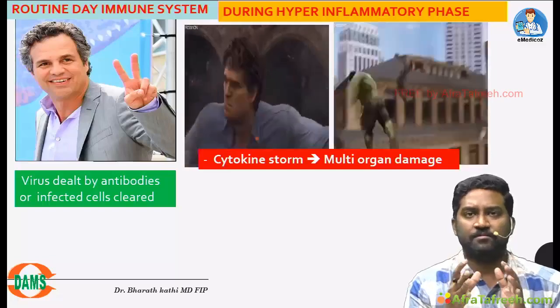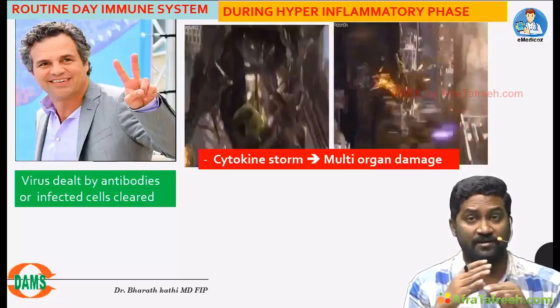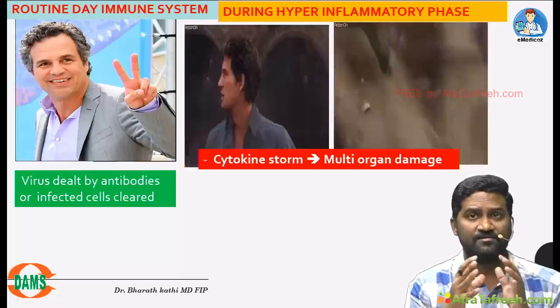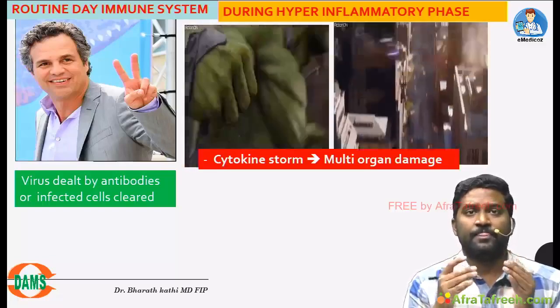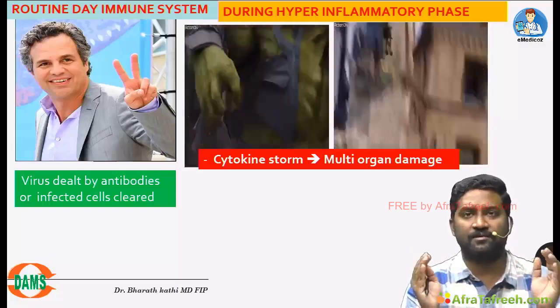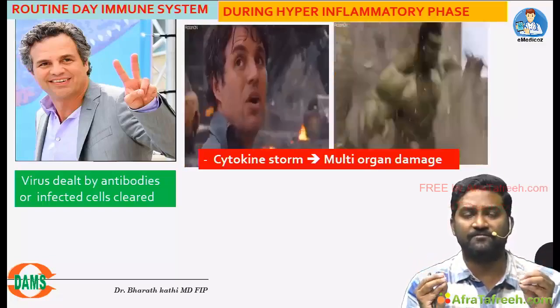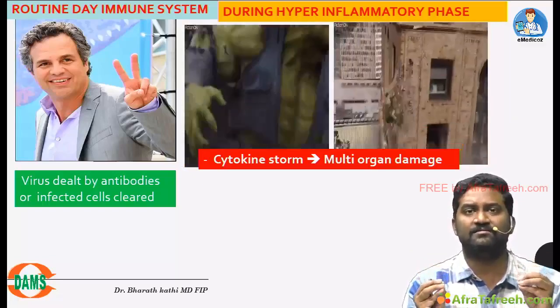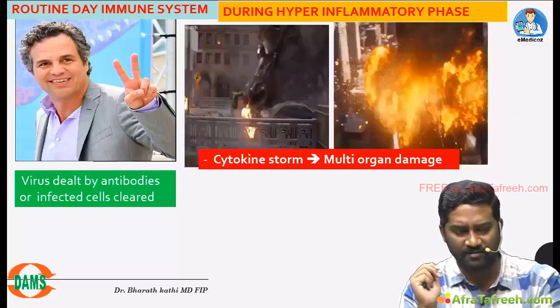So this is a simple way to understand, but actually the immune system is very complicated. Very simple way: in a few, Banner becomes a Hulk and smashes everything. Why it happens only in a few, we don't know the exact reason, we don't know the exact mechanism.